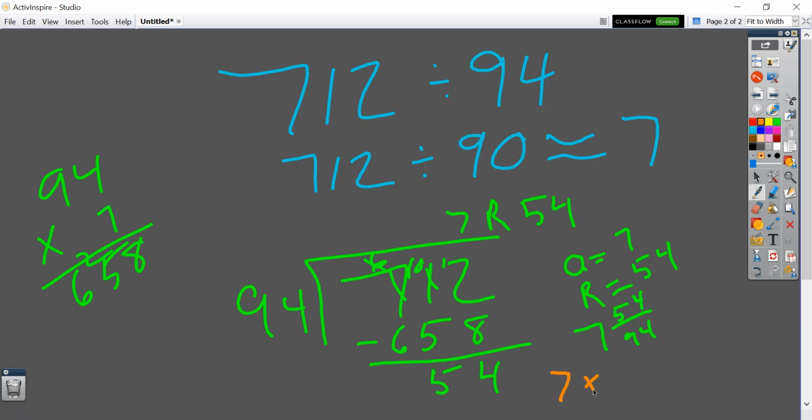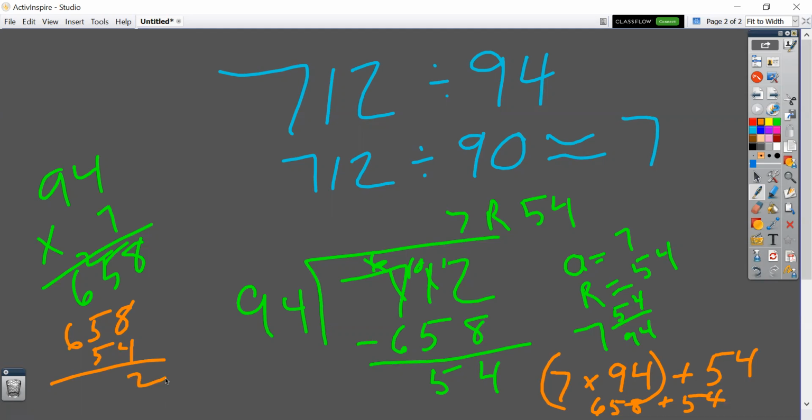Quotient times divisor plus remainder. So 7 times 94 was 658 plus 54. Well, I'm going to stack those two up. 658 plus 54. 12, 11, 712. That is exactly what we got. Great. Love the check mark.